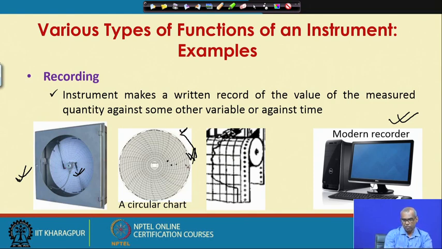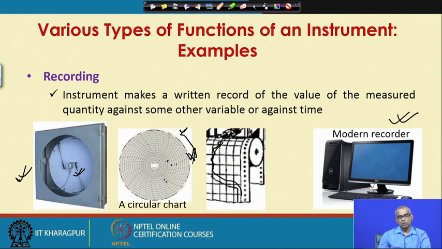Since the chart is moving with time with a particular velocity, the pen always indicates the pressure being measured by a dot. At the end, if I take out this circular chart, I will have a curve something like this. This is not an example of a circular chart, but this type of chart is also possible, and you can understand that a similar mark you will get on the circular chart.